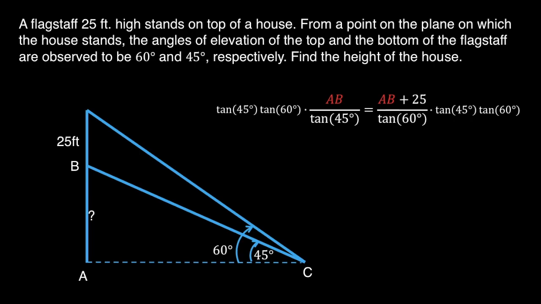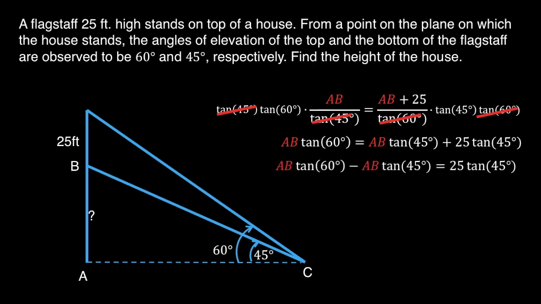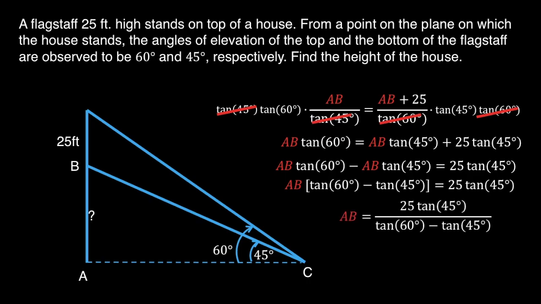We first multiply both sides by tangent 45 times tangent 60, thereby getting rid of the denominators. This gives us AB tangent 60 equals AB tangent 45 plus 25 tangent 45. We then subtract both sides by AB tangent 45 to get this expression. We factor out AB, then, to isolate, we divide both sides by tangent 60 minus tangent 45, giving us AB equals 25 tangent 45 divided by tangent 60 minus tangent 45. We calculate and get 34.15 feet.